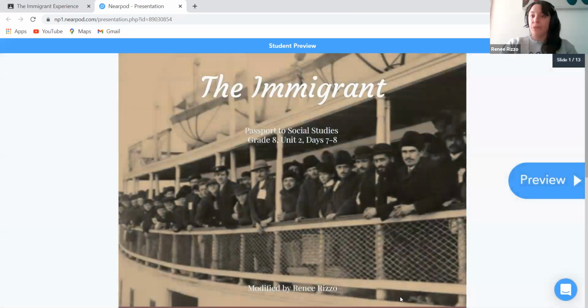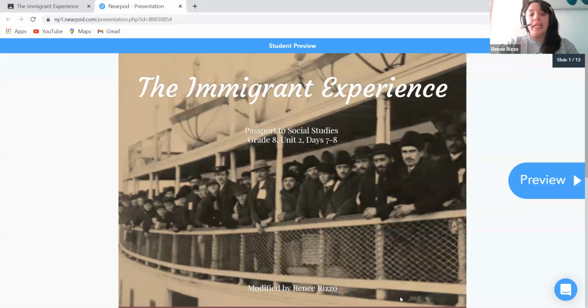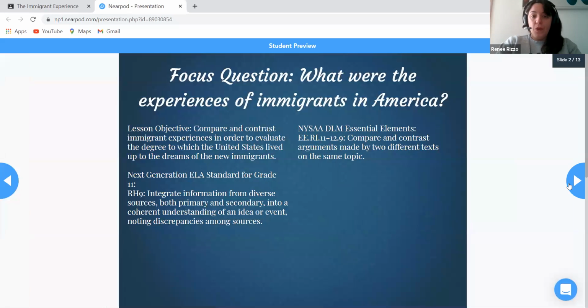So this is a student preview of the lesson. The Immigrant Experience. I incorporated in the background an image from the original Passport to Social Studies lesson, which I thought was a really good image for this lesson. Focus question. What were the experiences of immigrants in America? Lesson objective. Compare and contrast immigrant experiences in order to evaluate the degree to which the United States lived up to the dreams of the new immigrants.